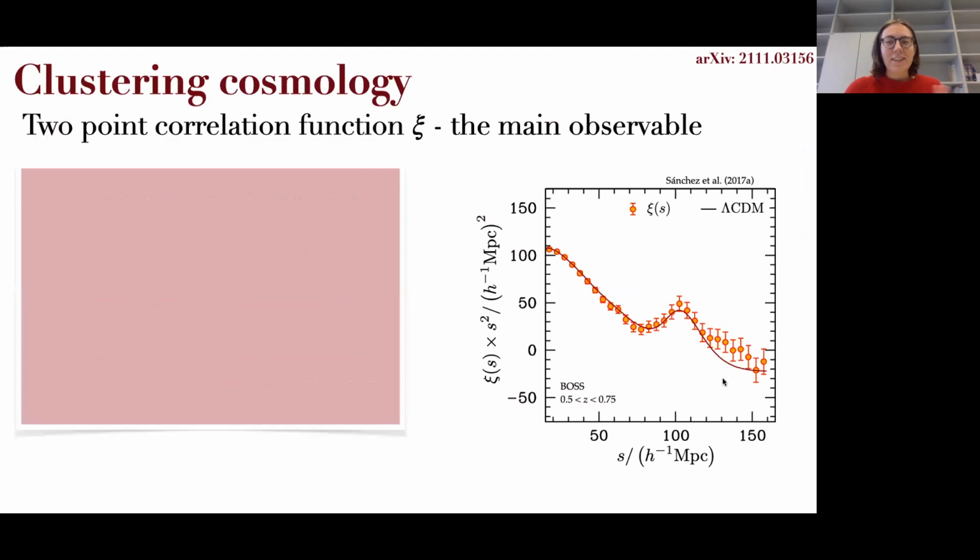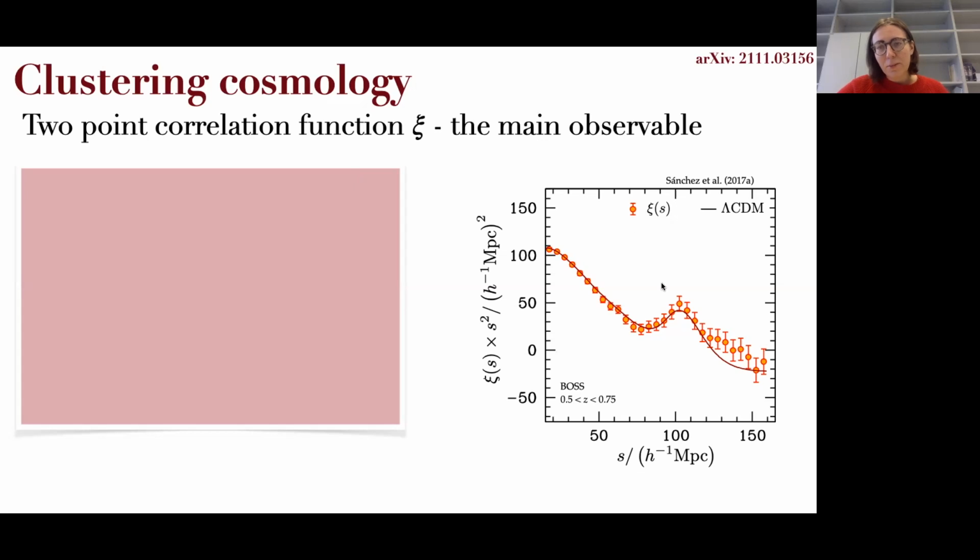Right, but before we get to results, I just want to say a couple of words on how it is that we actually go from measurement to constraint. So how do we get our cosmological parameters? Our clustering measurements concern the 2-point correlation function.